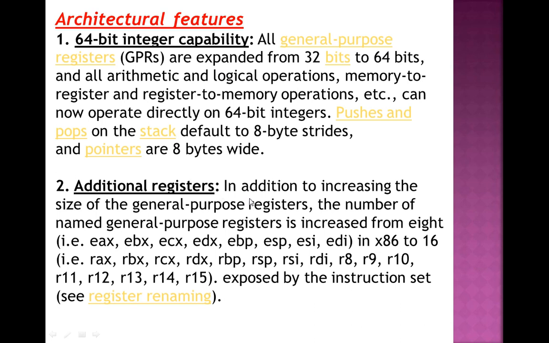There are many additional registers available in x86-64 in addition to the general purpose registers, for example EAX, EBX, EBP, ESP, ESI, EDI. The number of registers increases from 8 to 16, that is from RAX, RBX to R8, R9, R10 and so on.